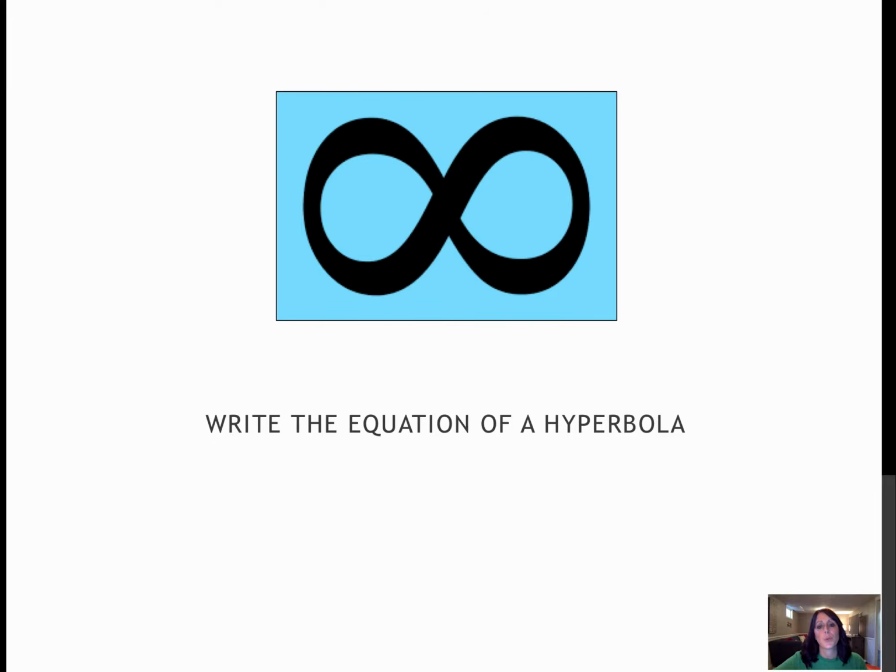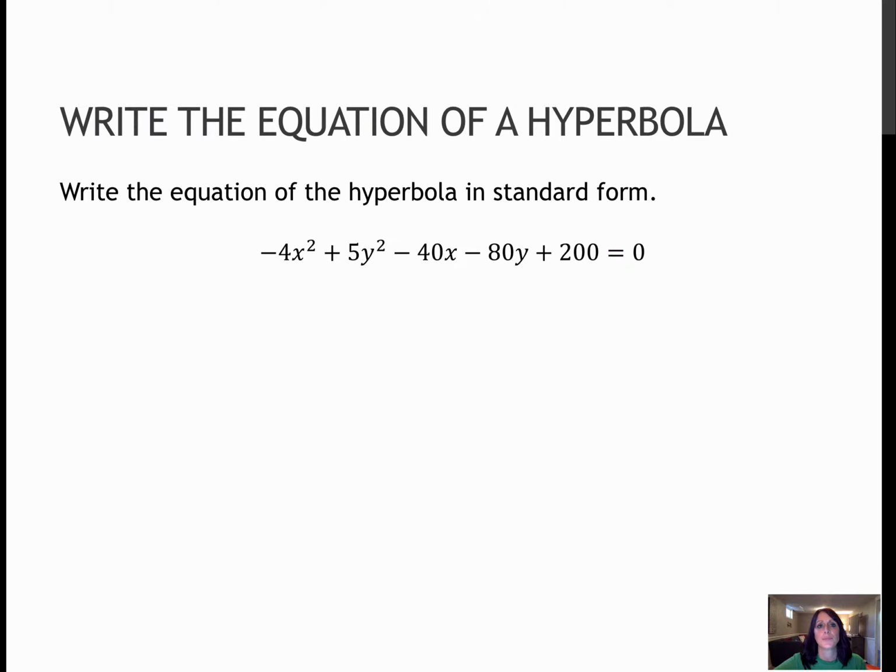In this lesson, we will write the equation of a hyperbola given different pieces of information. On the first one, we are just given the equation itself, and we need to rewrite it into standard form. We're going to do this very similarly to the way that we did it for an ellipse, but the main difference here is that because I know that there's a minus in between, I want to put the positive value of these two first.